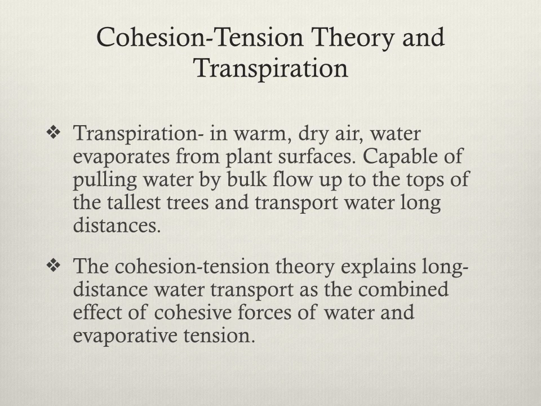Cohesion-tension theory and transpiration. Transpiration is capable of pulling water by bulk flow. Plants expend no energy transporting water and minerals by transpiration. The sun indirectly powers this process by generating a water pressure difference between the moist soil and dry air. This process moves a huge amount of water from the soil to the atmosphere. It also plays an important role in the bulk flow through xylem.